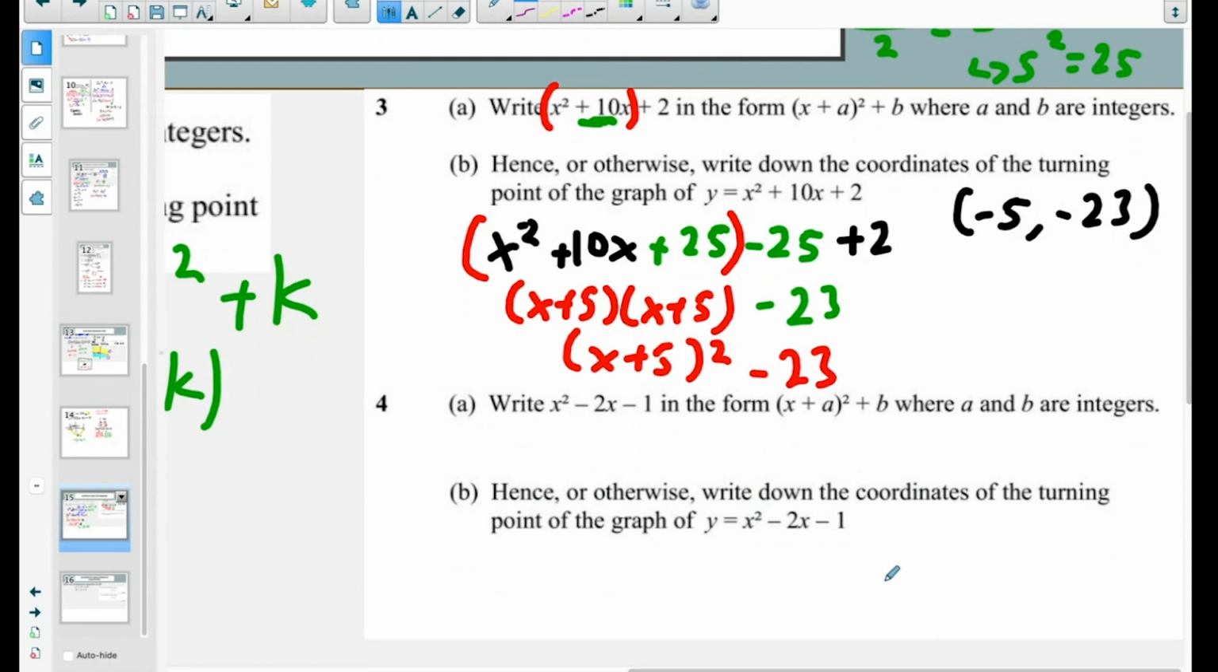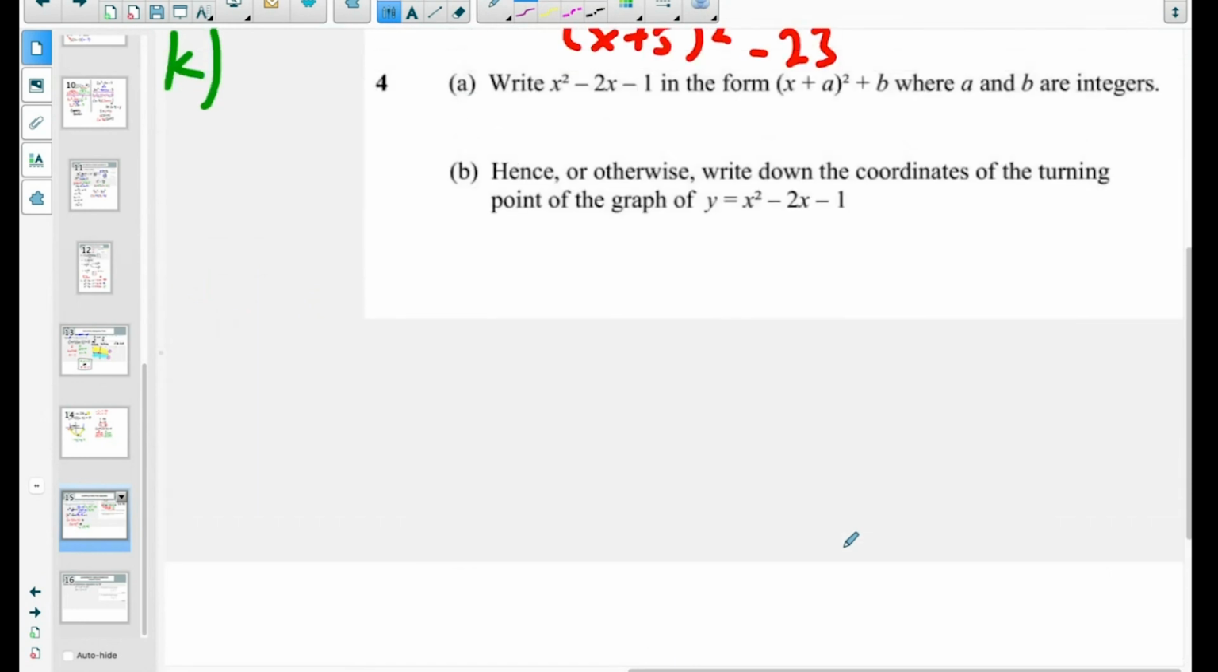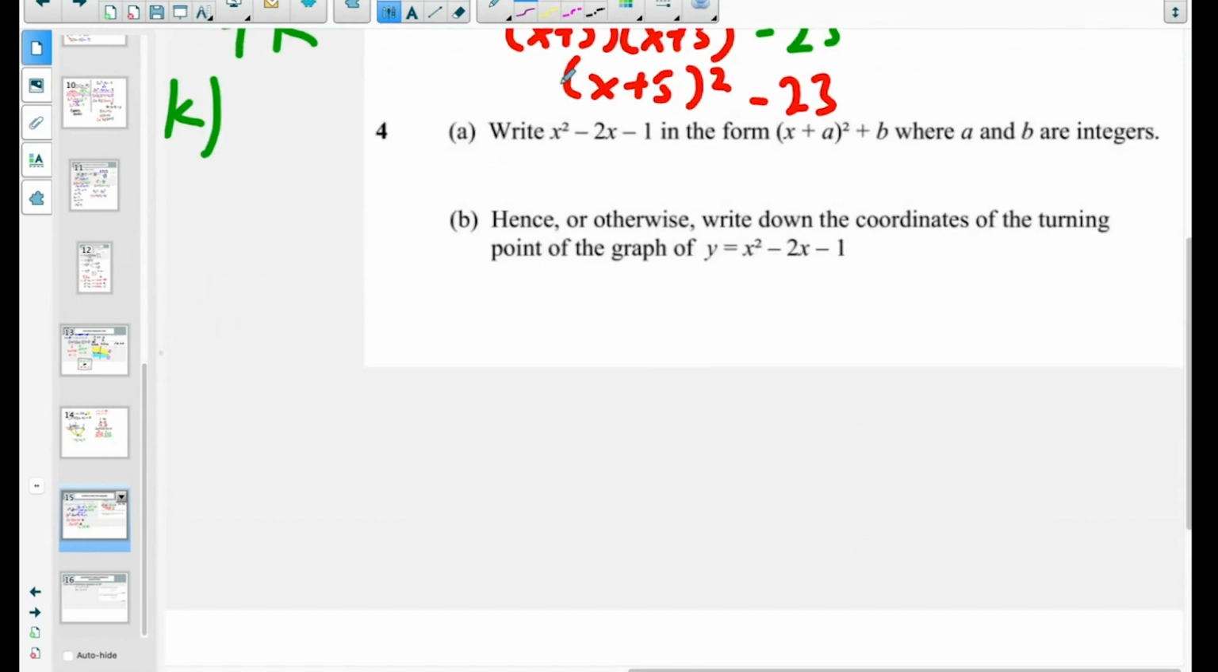So 1, negative 2, can we confirm that that's our answer? Maybe I'll just do it really quickly here underneath. We're going to take half of that middle term, so that's negative 1 squared. We're going to go minus 2x, and plus 1 minus 1.